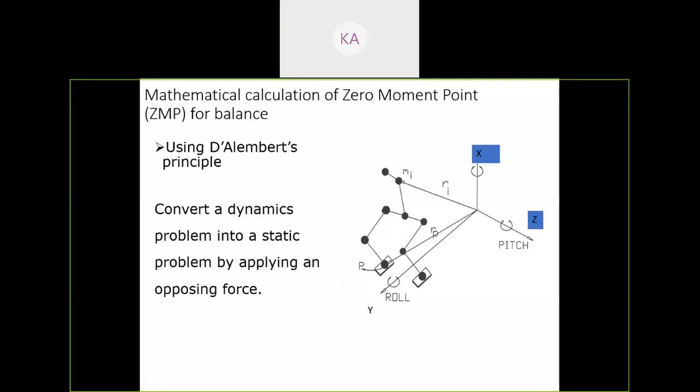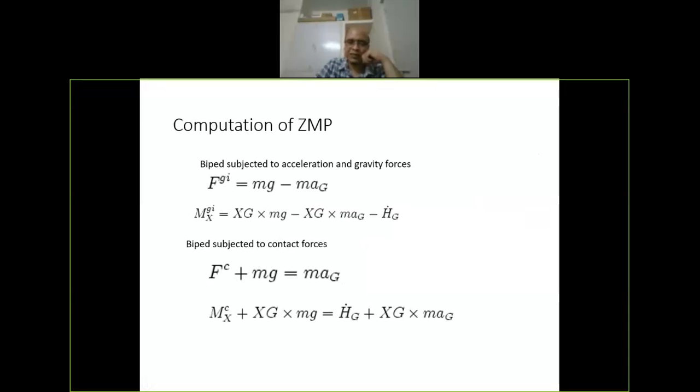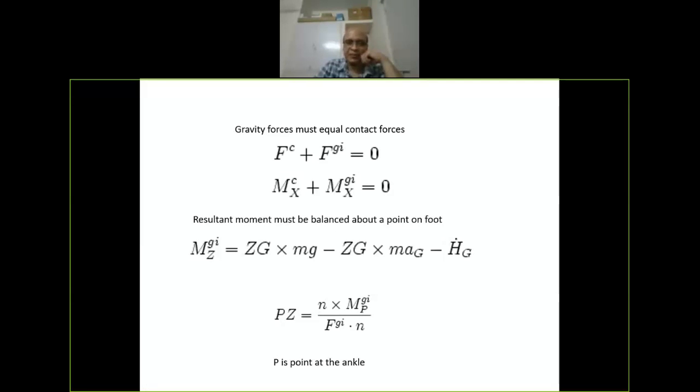Now, there is also a moment about here, and this moment is the one that causes the imbalance. So if the moment about the ankle is zero, only then the system is balanced. And that we can find very easily by taking the sum of the moments also. So xg cross mg is the moment caused by the gravity forces, and xg cross ma is the moment caused by the acceleration force. If you can make that equal to zero, then we say the system is balanced.